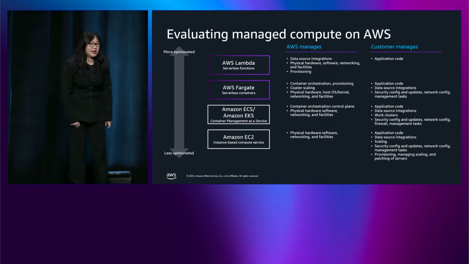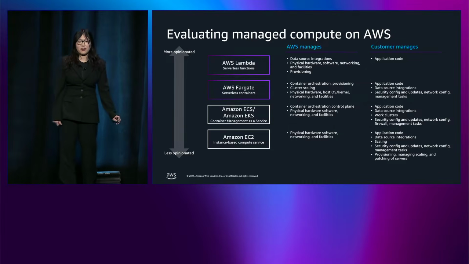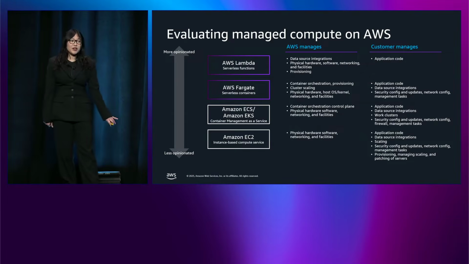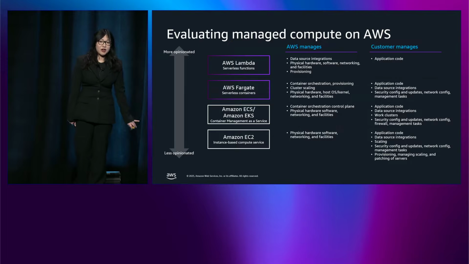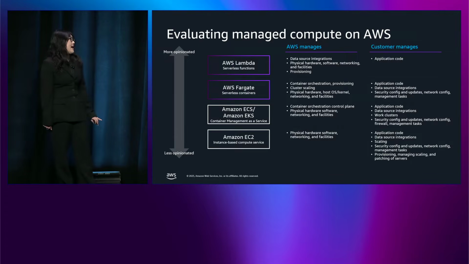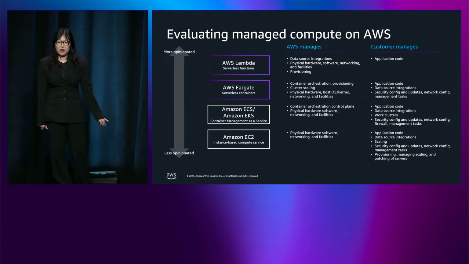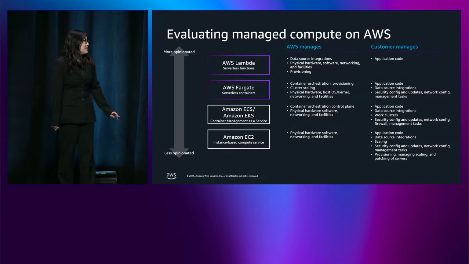So putting it all together, you can think of all of our different compute options as a spectrum. As you look at the top, we have AWS Lambda. You're really only thinking about managing your application code. But as you move further down, think about Fargate, right? You're starting to take on some more of that decision making. So now you're probably thinking about data integrations or security configurations, et cetera. As you keep moving down, you're taking on more of those responsibilities.